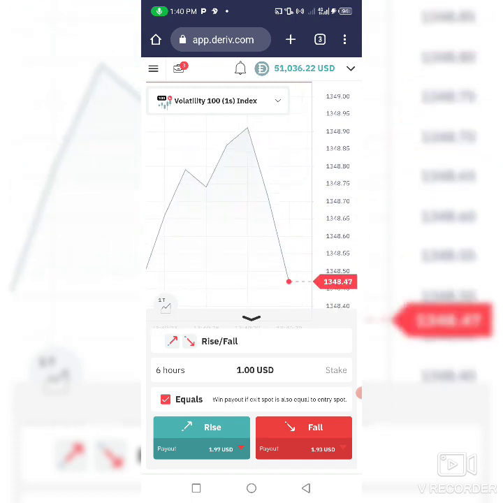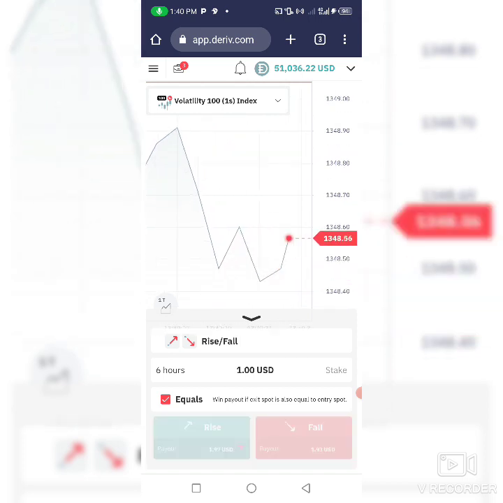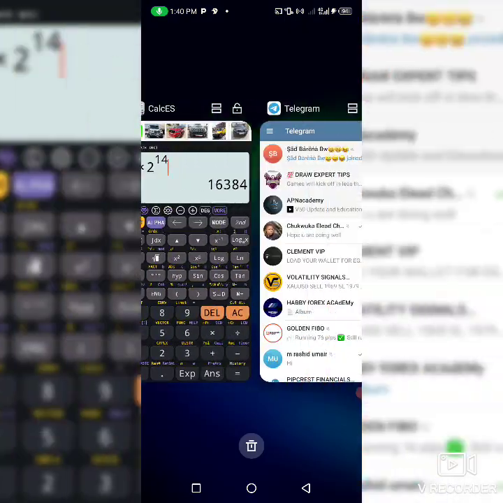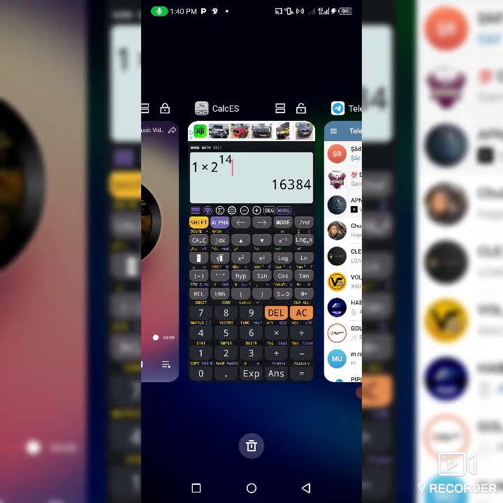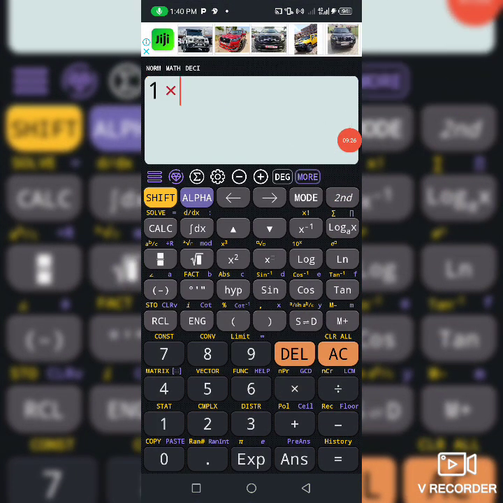I will show you in a calculator how this works. So we are going to place rise after setting our stake to $1. Now let's go to the calculator and see the secret here. There is not much magic here. This is pure science. So we start with $1, and then we have 1.95 as the base return on investment.